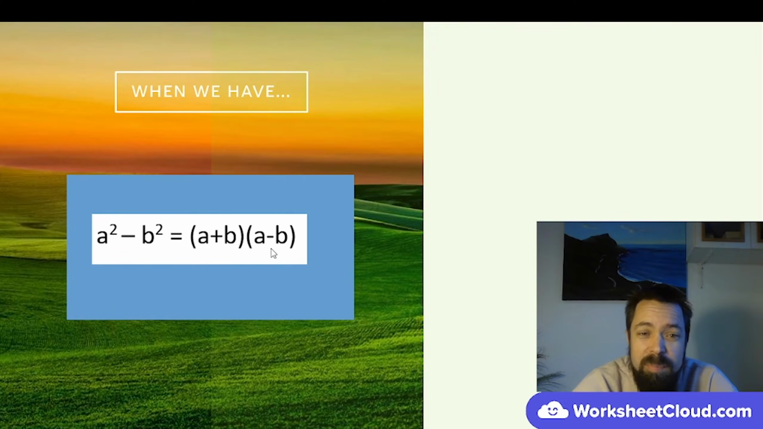If you are of a mind, you may go the first bracket minus and the second bracket plus. It will work out to the same answer because multiplication is commutative. So whichever of these brackets you put first, it's still going to give you the same answer.